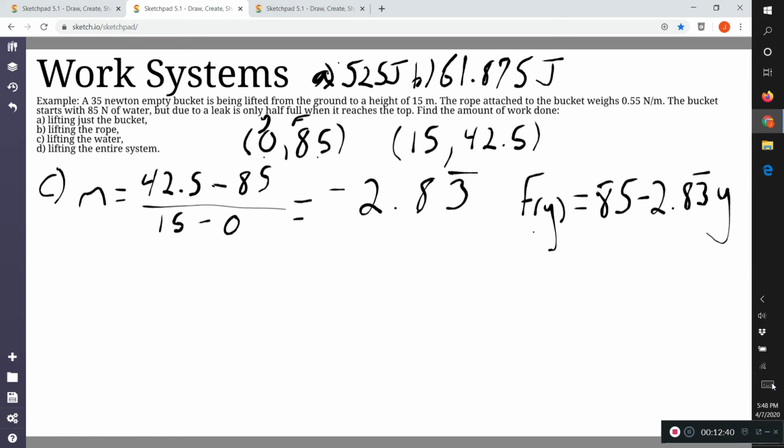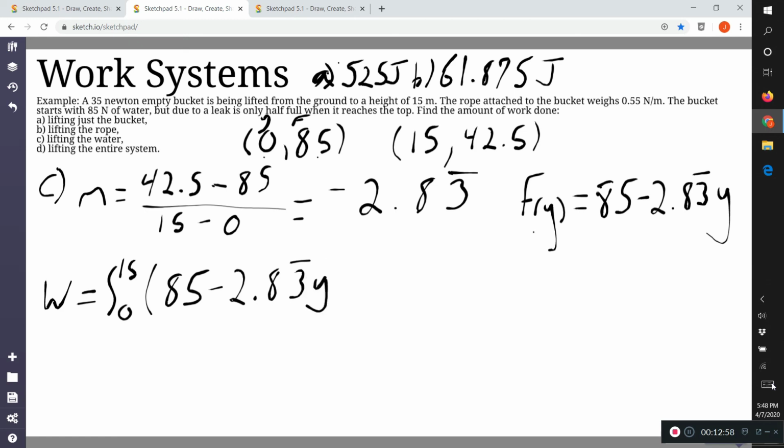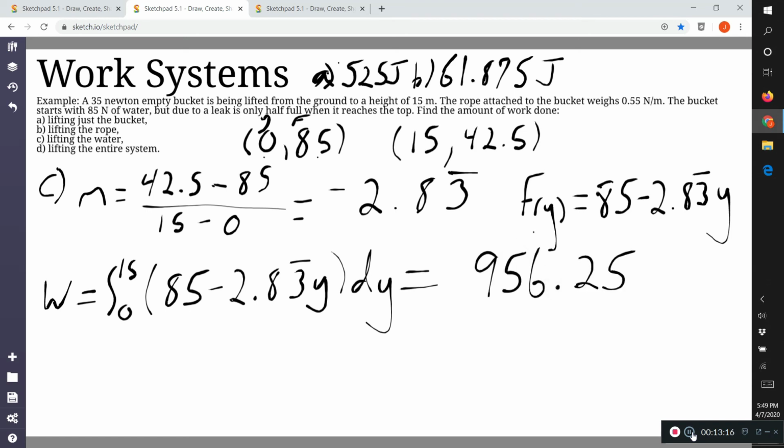So to find the amount of work it is, we use the integration formula. Again, our bounds are going to be 0 to 15. Now, one note as you're putting this into your calculator, one thing people forget is that you do need to make sure that your window actually goes from 0 to 15. And I get 956.25 newtons.